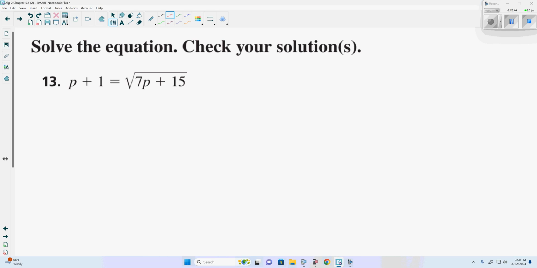Questions on anything we've done so far? We ready for this one? Yes. So it does look a little different than the ones we've had before. We do have a variable outside the radical.